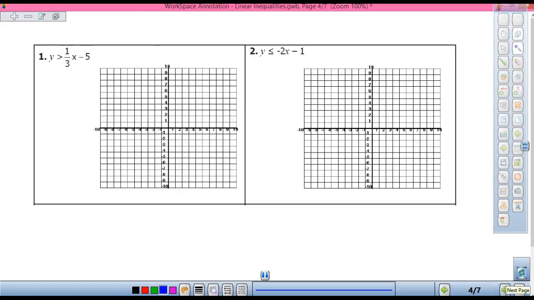All right, so y is greater than 1/3 x minus 5. What's my starting point? Negative 5. This is always my starting point, so we put our point at negative 5. According to my slope, I go up 1 over 3. Now you've got to look at the sign to decide, is that going to be a solid line or a dashed line? That's going to be a dashed line. So my dashed line looks like that.